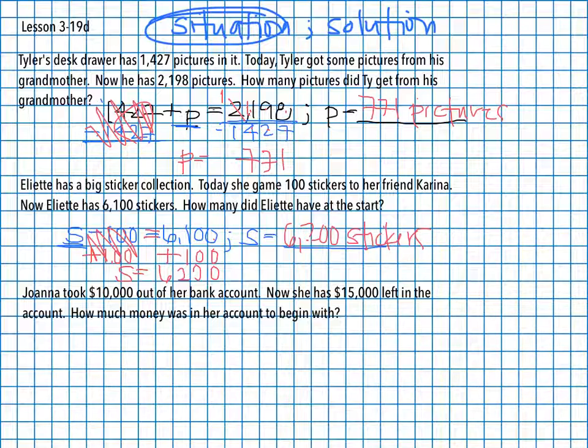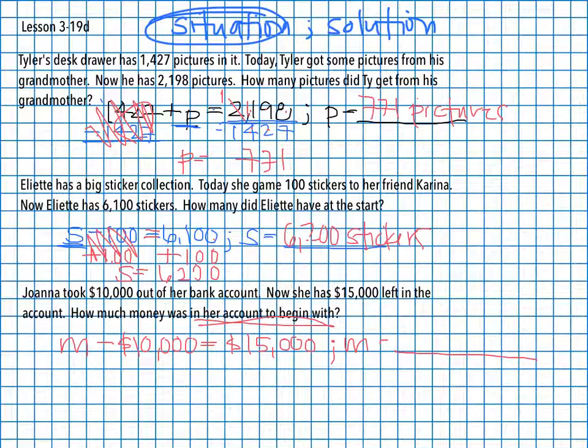Alright, finally let's talk about Joanna going to the bank. Joanna took $10,000 out of her bank account. Now she has $15,000 left in the account. How much money was in her account to begin with? So what we're solving for is the amount of money that was in her account to begin with. Okay, and let's just call that M for money. And she took out $10,000, and she was left with $15,000. And again, we're going to solve for M. M is equal to what?